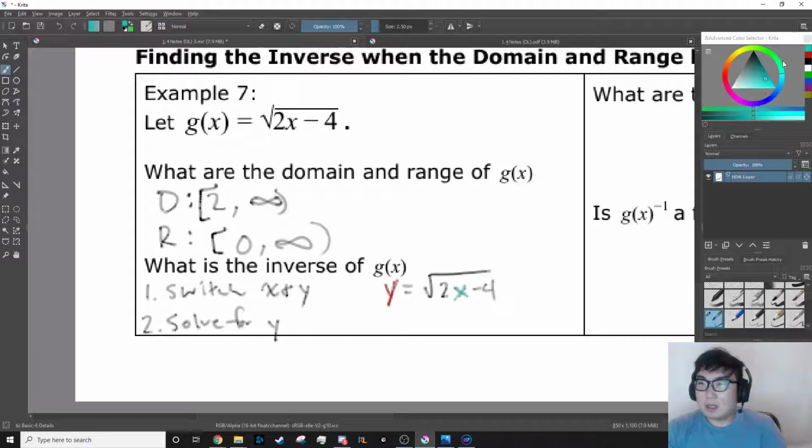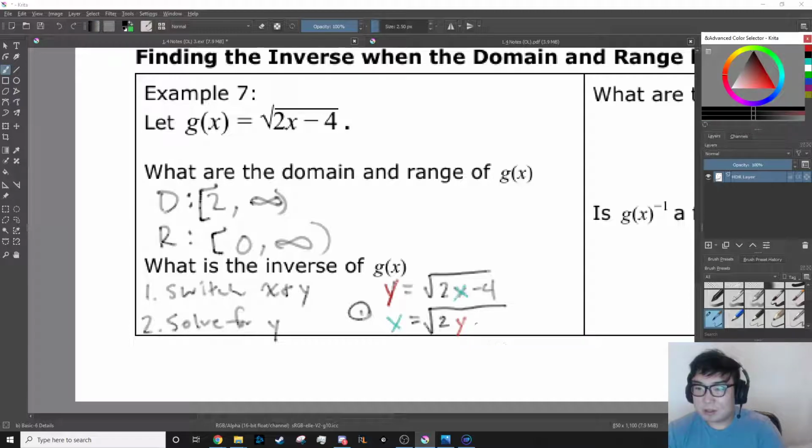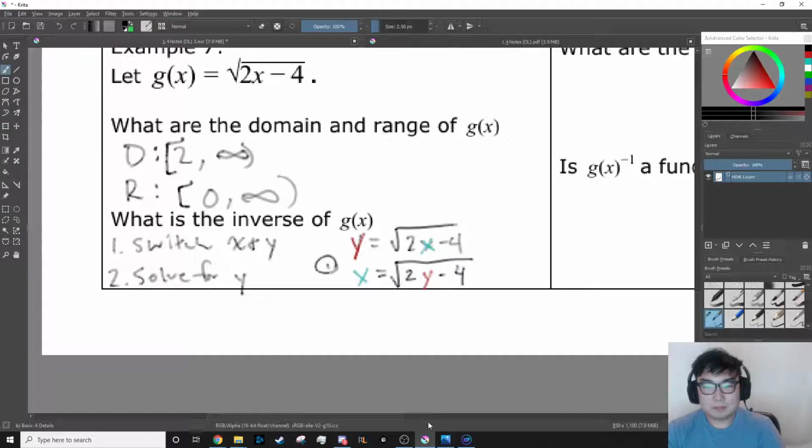Okay, so step number 1. Step number 1, I gotta switch my x and my y. And that also means everything else that's written in black, I cannot move. As in, literally, if it doesn't say y, I cannot switch it. Like so. Now I gotta solve for y.